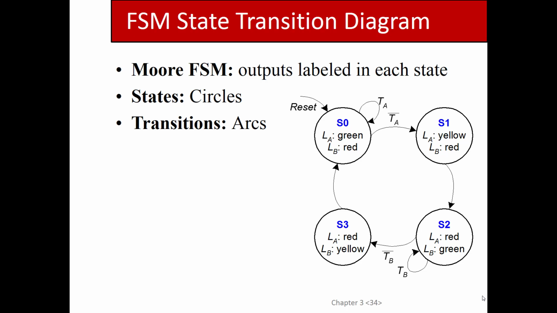Okay, so you get down here, and you've got the east-west road is red, north-south road is green, and you stay in there until you have no traffic on the north-south road, in which case you transition that one to yellow. You stay in there for one cycle, and then you come back to the original state.